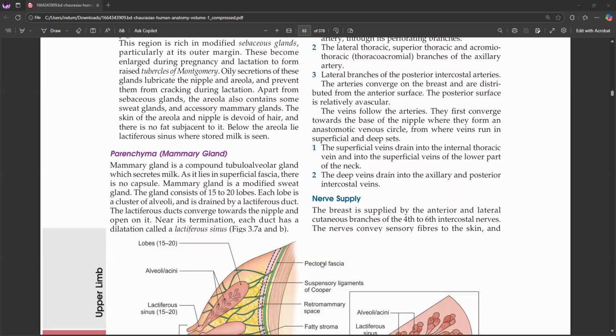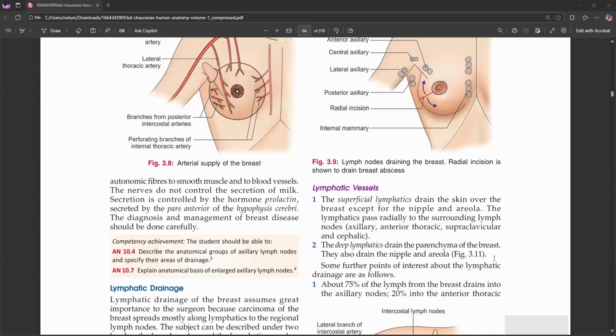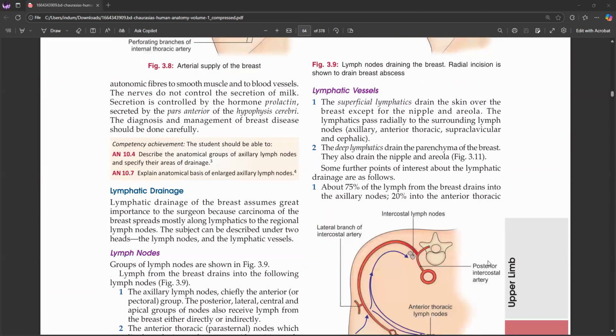Nerve supply. The breast is supplied by the anterior and lateral cutaneous branches of the fourth to sixth intercostal nerves. The nerves convey sensory fibers to the skin and autonomic fibers to smooth muscle and to blood vessels. The nerves do not control the secretion of milk. Secretion is controlled by the hormone prolactin secreted by the pars anterior of the hypophysis cerebri. The diagnosis and management of breast disease should be done carefully.